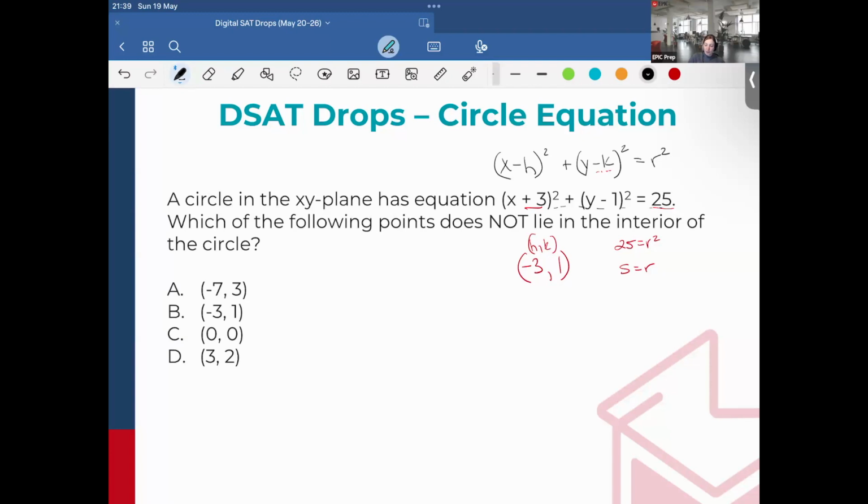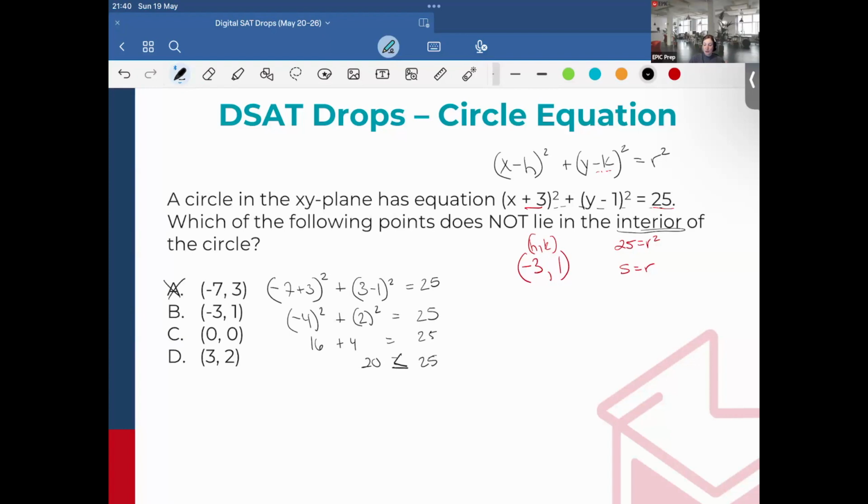So for example, let's look if I plug in -7: (-7 + 3)² + (3 - 1)² compared to 25. What does that give me? -4 squared is 16, and 3 minus 1 squared is 2 squared, which is 4. So we have 16 plus 4, which is 20. 20 is less than 25, so this works as a point that falls inside the circle. So it falls in the interior of the circle. If it's less than or equal to 25, those points could work.